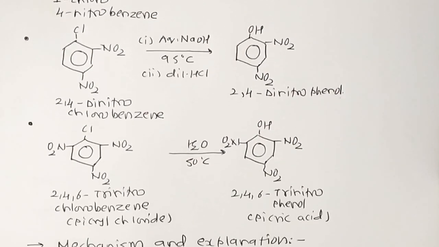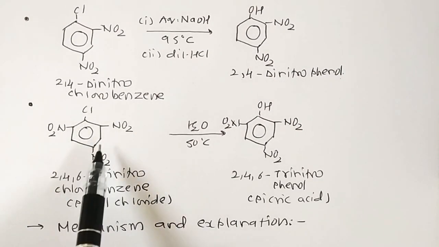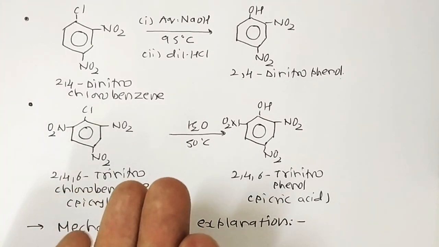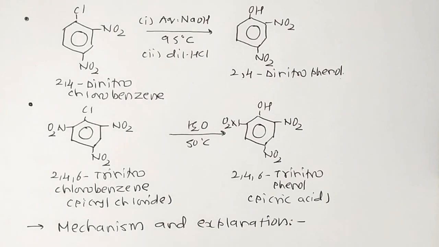Next one is 2,4,6-trinitrochlorobenzene, so 3 nitro groups. If the number of nitro groups at the ortho and para positions is greater, the halogen is more reactive in haloarene.